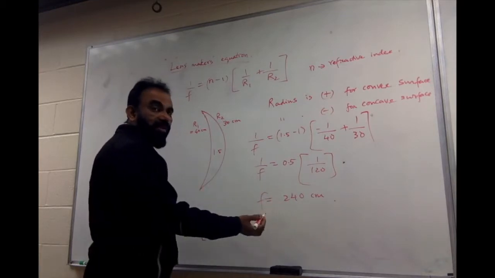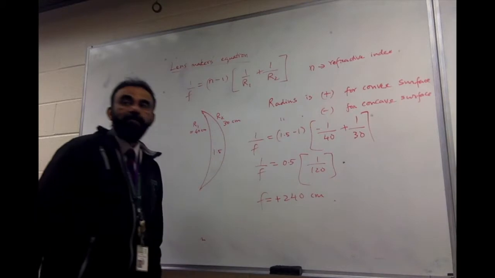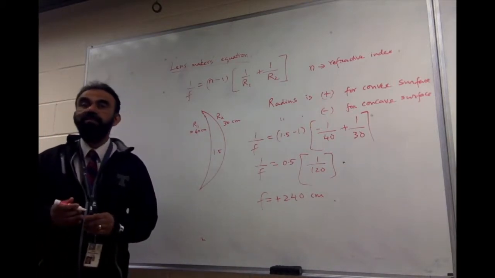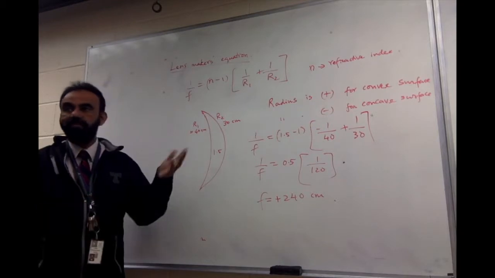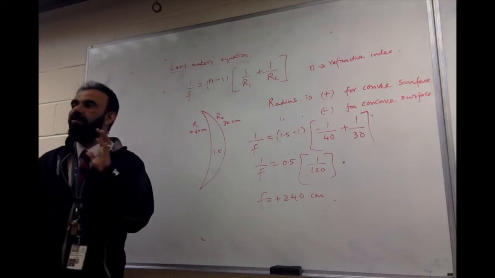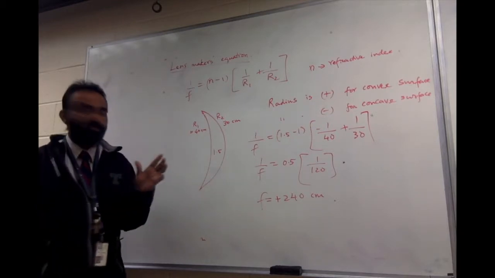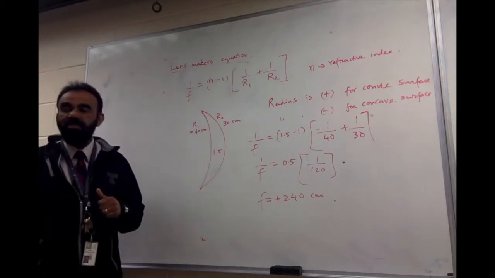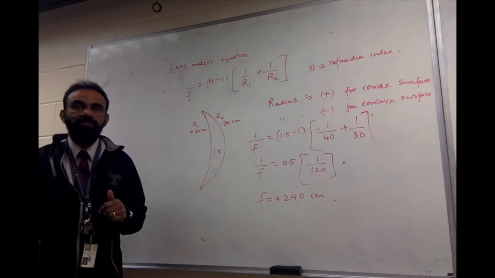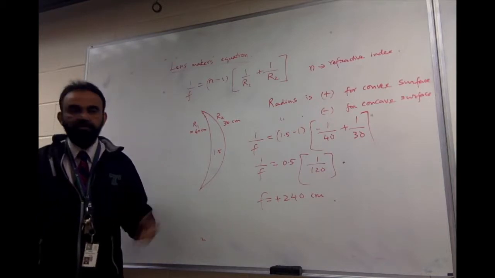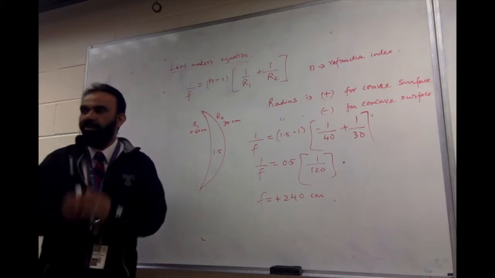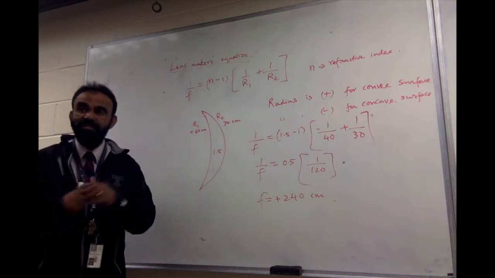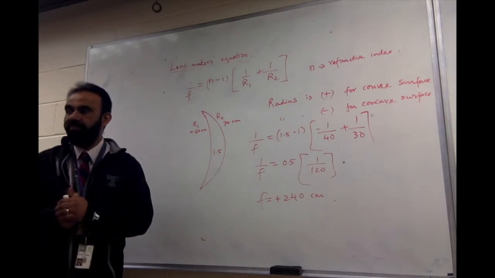So what's the answer? Positive or negative? That implies this lens behaves as what? Convex. The whole lens is behaving as a convex lens. Make sense? And there is another way of looking at it. Is it thicker in the center or thinner in the center? Thicker, so it's convex. A convex lens will always be thicker in the center. A concave lens will be thinner in the center. Make sense?